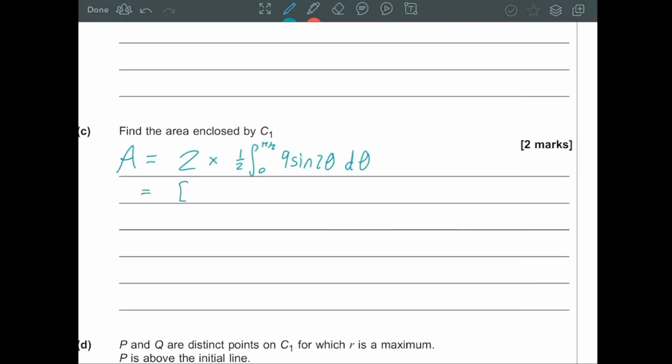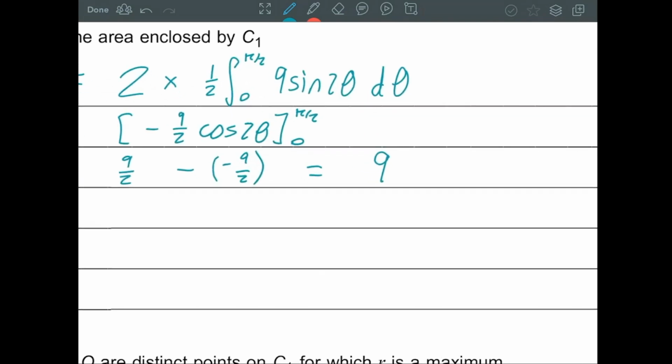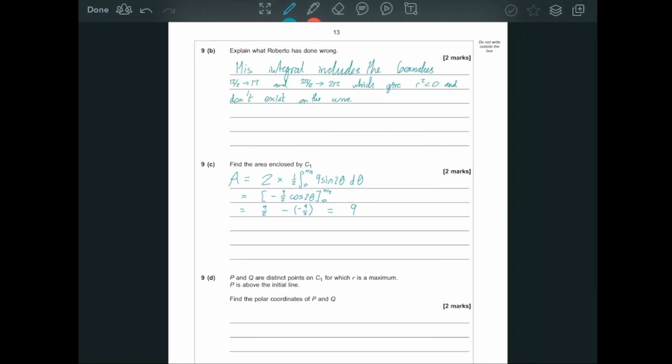So integrating this, integrating sine leads to negative cos. The 2.5 have cancelled. Cos of pi by 2 is negative 1. Cos of 0 is 1. So the area I'm looking for is 9 units.